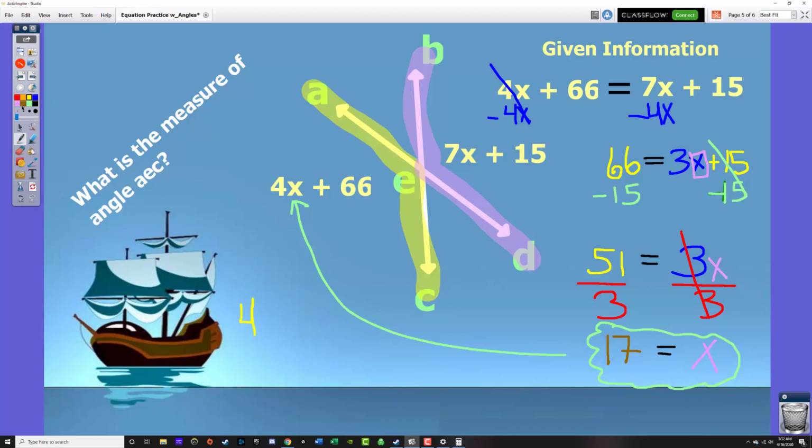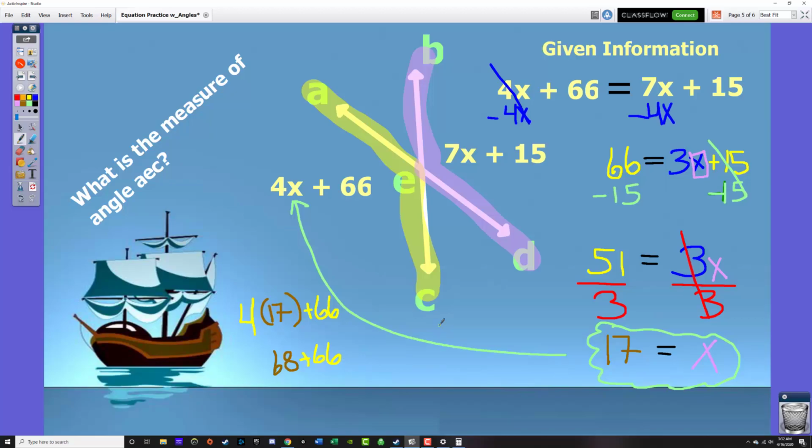4 times 17 plus 66. Okay? 4 times 17 is 68. Okay, so we get 68 plus 66.